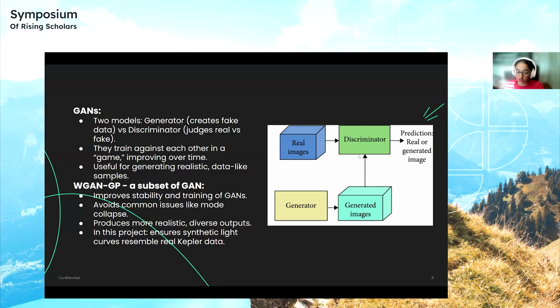However, one common issue for GANs is mode collapse, and this is when the generator only learns to produce a narrow range of outputs instead of the full diversity of possible light curves. So to address this, I used a Wasserstein GAN with gradient penalty, or a WGAN GP. This is a subset of a GAN, and this is designed to improve training stability and avoid mode collapse.